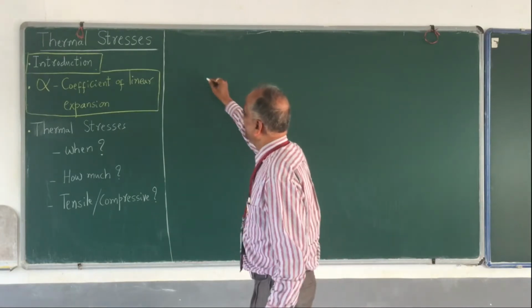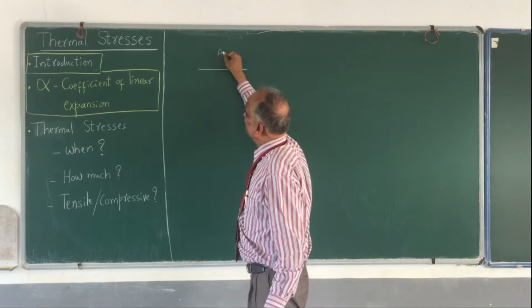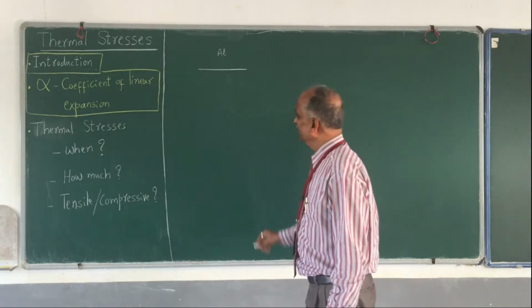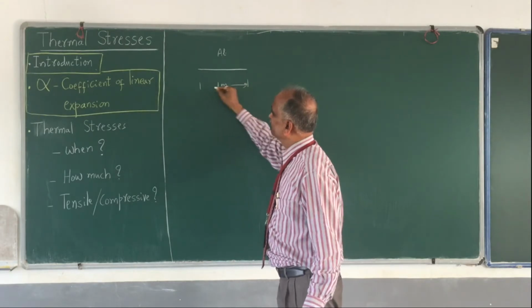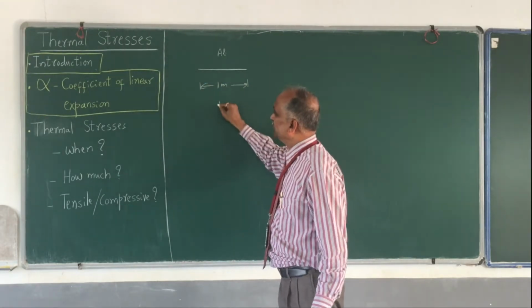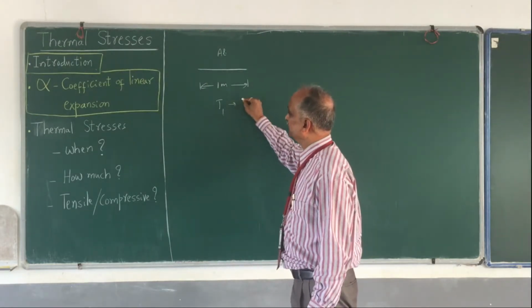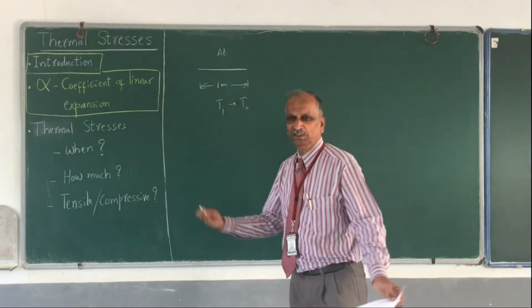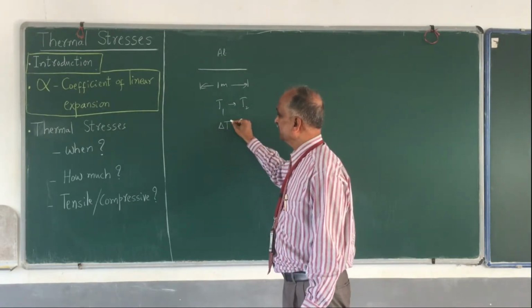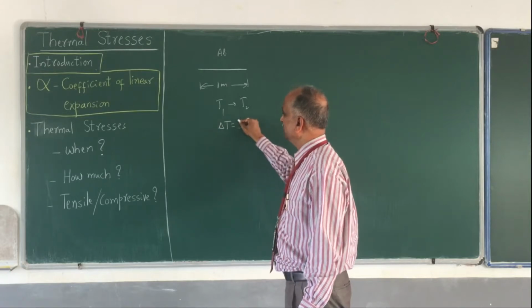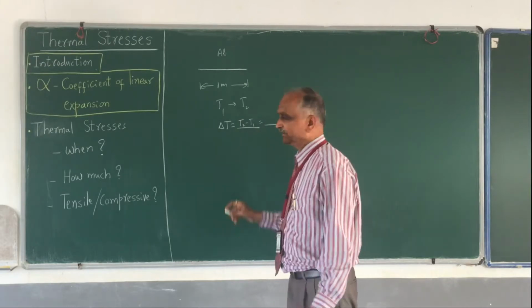Imagine that I have a wire made of aluminium, and its length is, say, 1 meter. Right now its temperature is T1, and I increase its temperature to T2. Let me assume that T2 is more than T1, and therefore I should call the change delta T. Delta T is T2 minus T1, so many degrees centigrade.